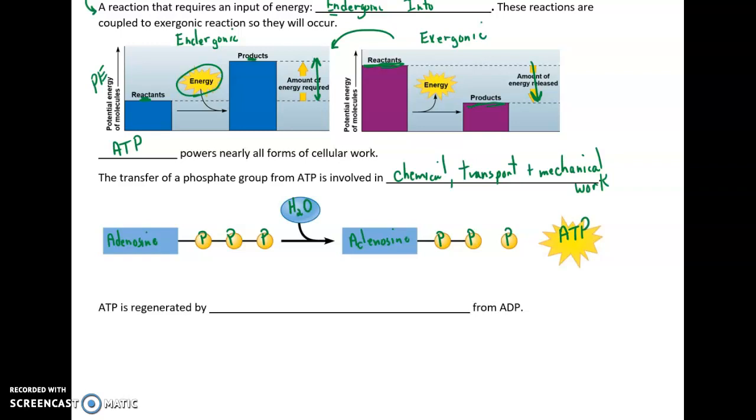ATP is made. On the left side, we have triphosphate because we have 3 phosphate groups, just like a triangle has 3 sides. We use the word tri. On the right side of the reaction, we have an adenosine diphosphate. Di meaning 2. So ATP is regenerated by cellular respiration from ADP.